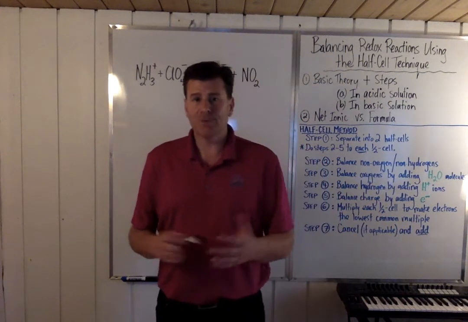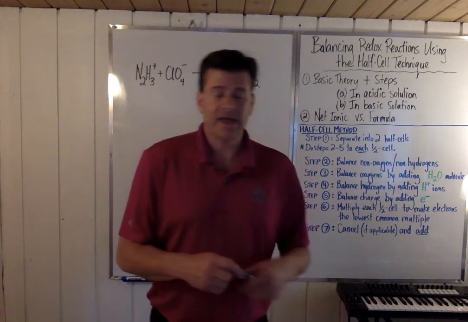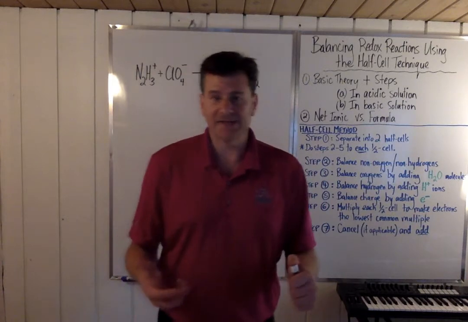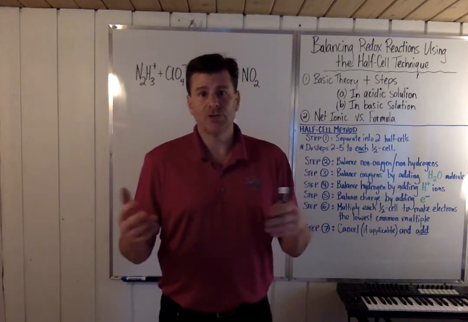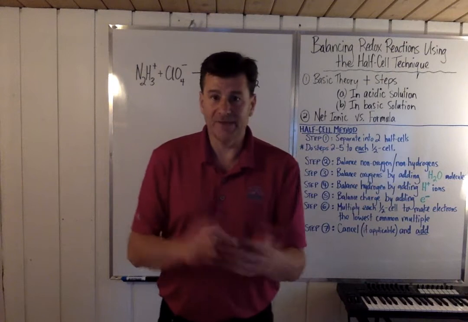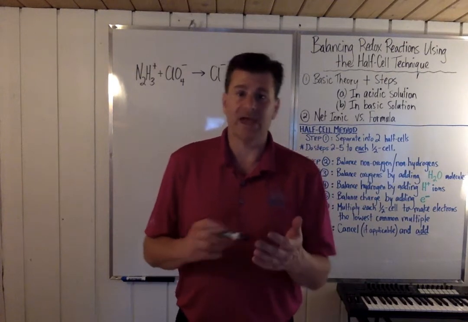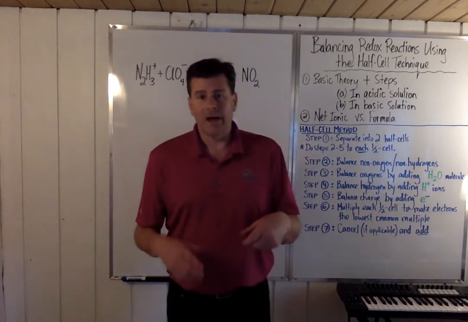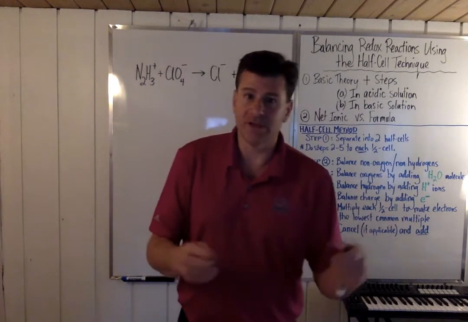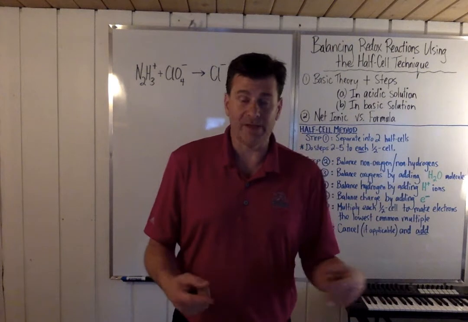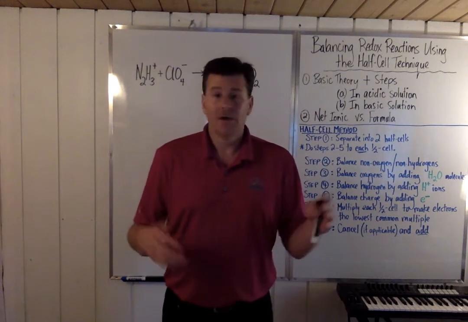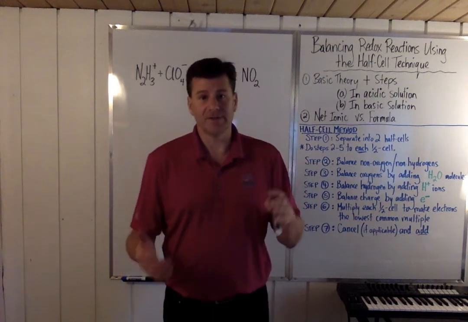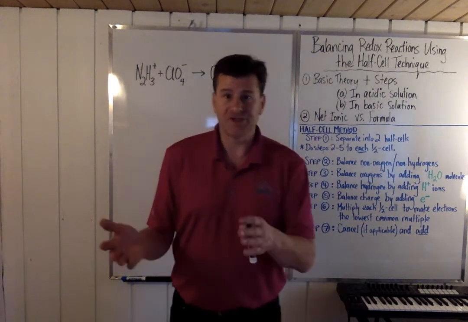So, as promised, today is going to be a balancing redox reaction class, and there's actually going to be two classes in a row. This one is going to be balancing a redox reaction using the half-cell method. And then next class I'm going to show you how to do it using the oxidation number method. Okay, so there's two different ways. Both of them have their pros and their cons. So let's start with the half-cell method, which is going to be today.